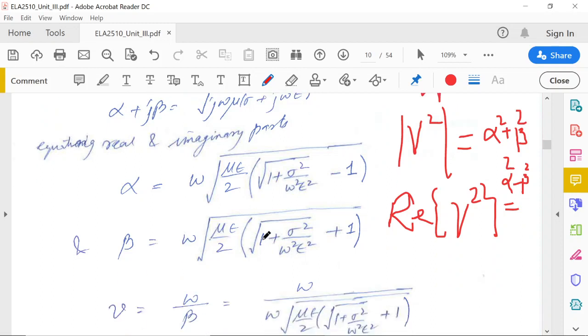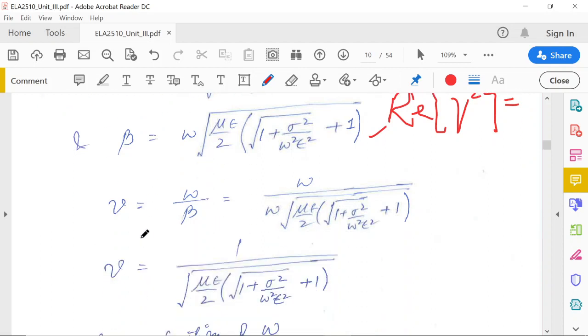So finally, alpha comes out to be this factor, and beta comes out to be this one here. The only difference is the minus 1 and plus 1, which you have to remember. So alpha is this equation and beta is this equation. The alpha and beta are both functions of omega, mu, epsilon and sigma. Four factors determine alpha and beta.